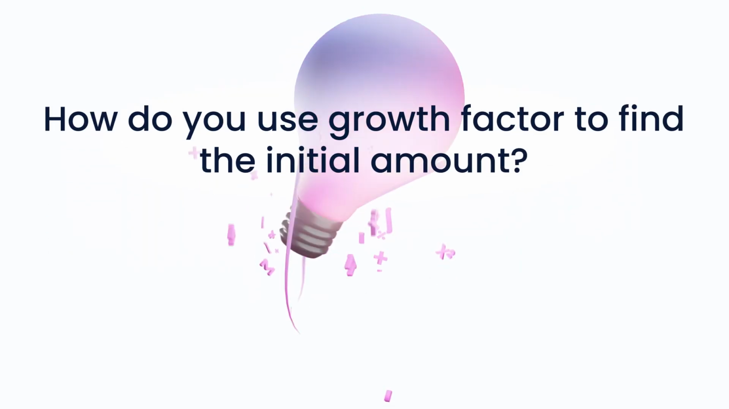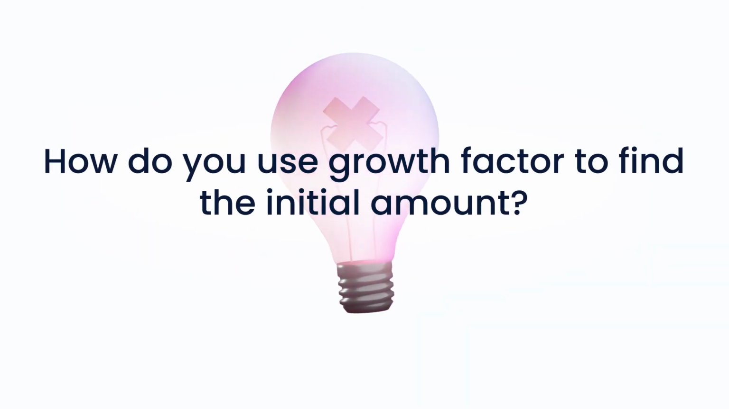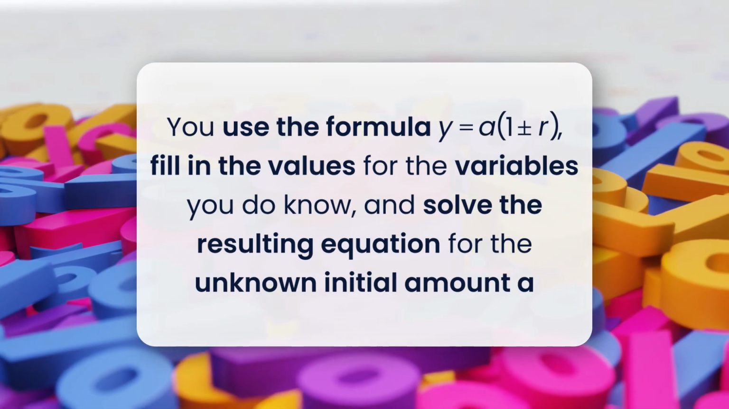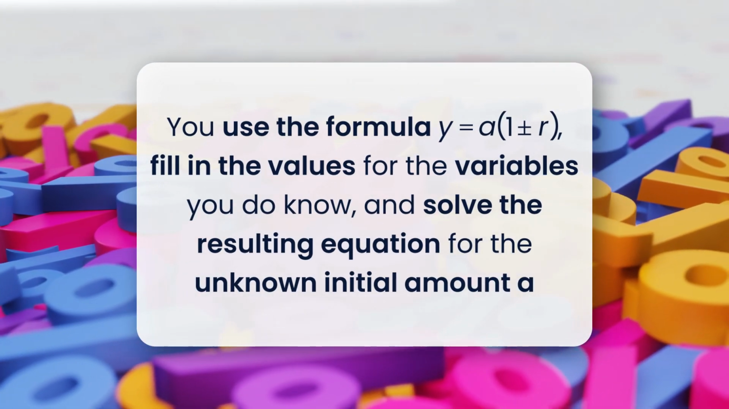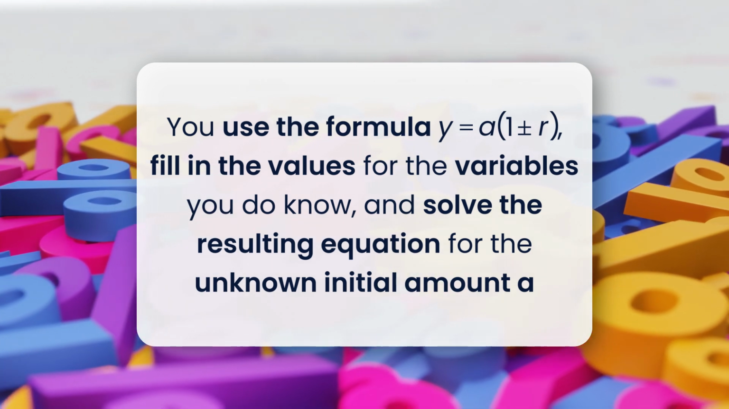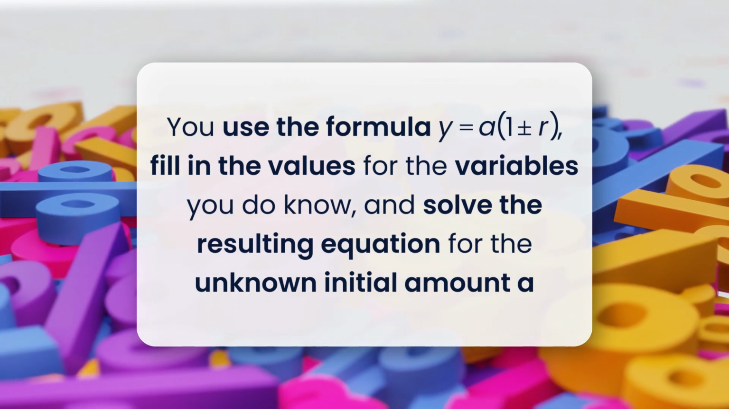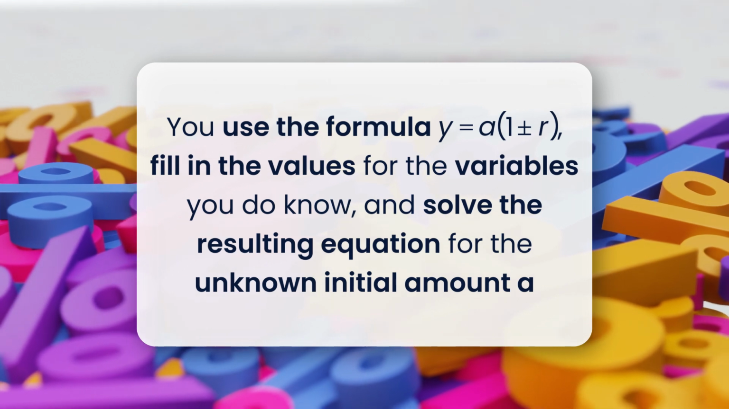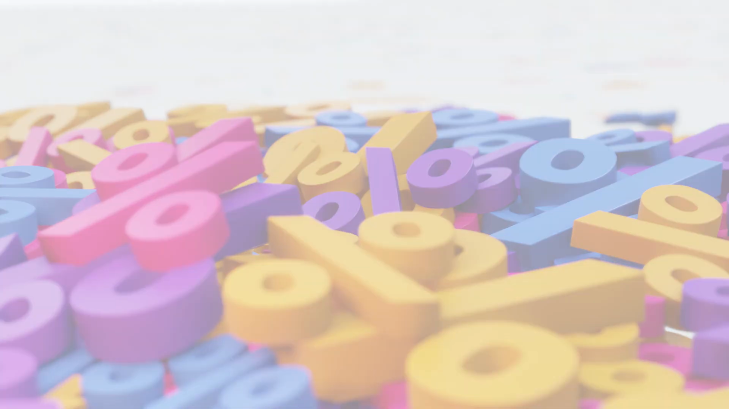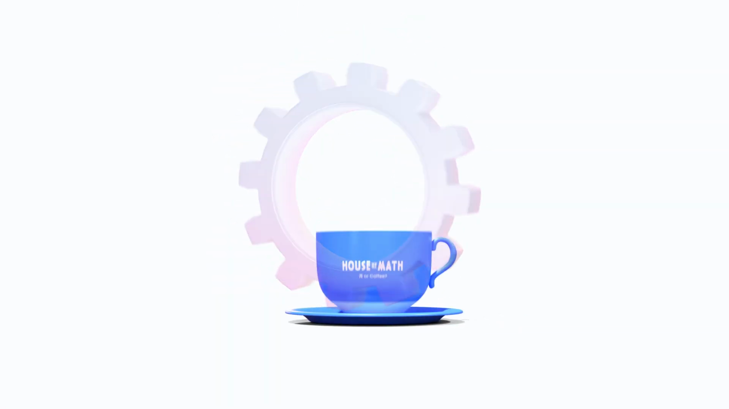How do you use growth factor to find the initial amount? You use the formula y equals a times the quantity 1 plus or minus r. Fill in the values for the variables you do know, and solve the resulting equation for the unknown initial amount, a. Let's look at this more closely through an example.